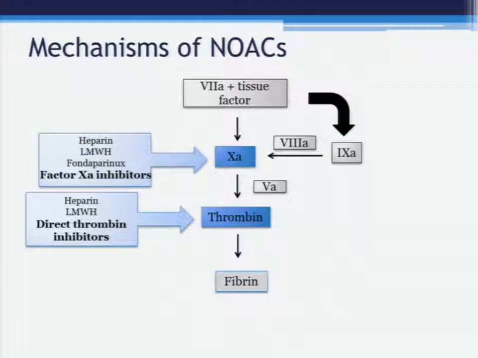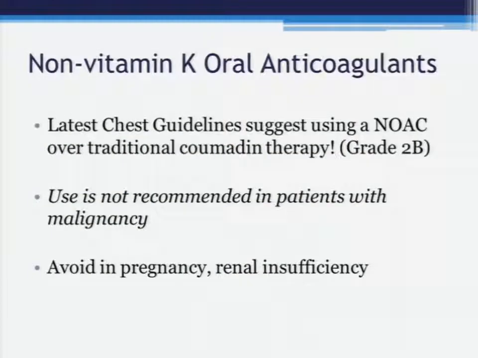Now, how do they work? Well, factor 10A inhibitors work directly on factor 10A. You can recall, according with the coagulation cascade, that factor 10A converts prothrombin to thrombin. And then direct thrombin inhibitors work directly on thrombin to prevent the conversion to fibrin. And fibrin is the end stage in the coagulation cascade when the clot becomes that fine mesh-like, glue-like, sticky substance that makes it a clot. So non-vitamin K oral anticoagulants are NOACs.